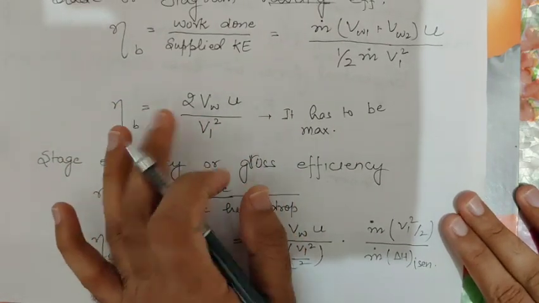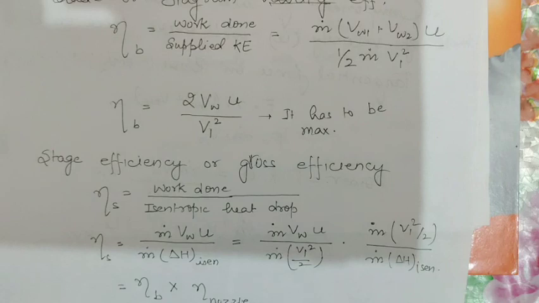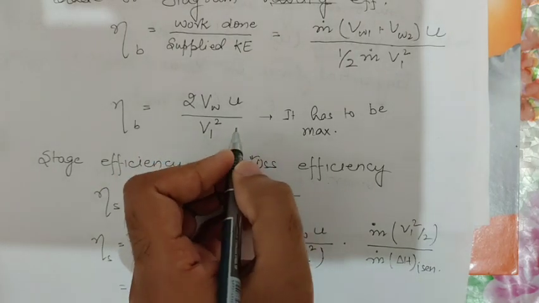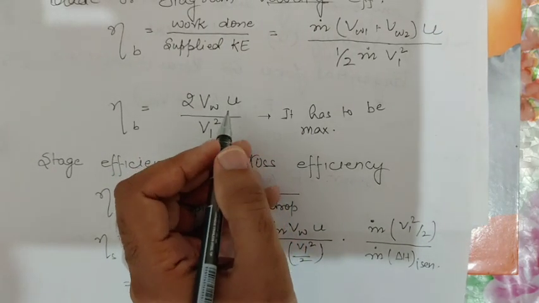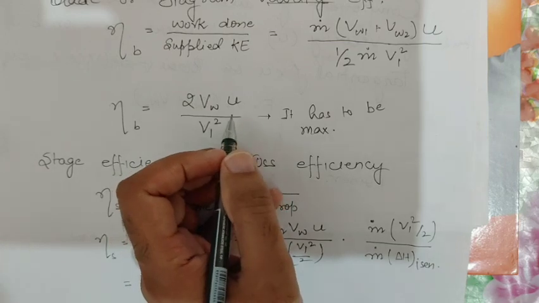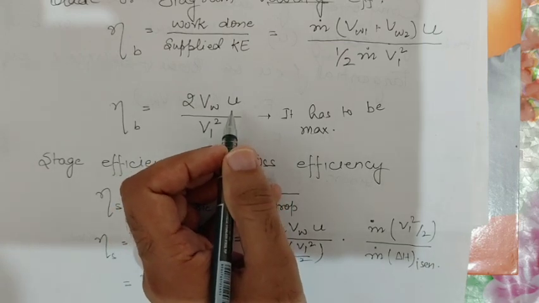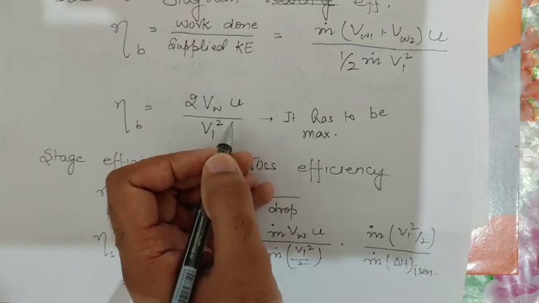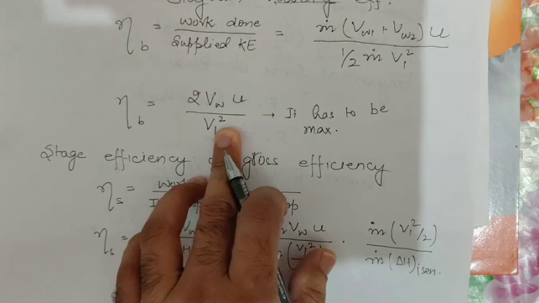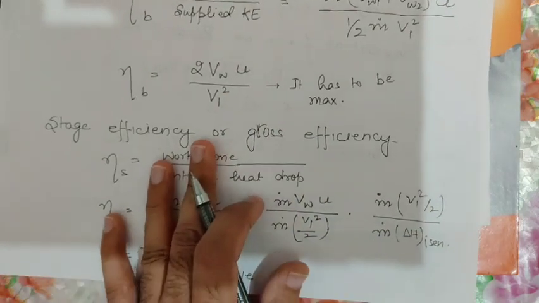Now from this formula you can see that to find the maximum value of blade efficiency, we have to find the value of u by V1. So we have to find the ratio at which we get the maximum blade efficiency. This will be discussed in a further class.